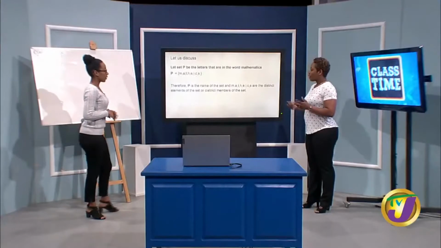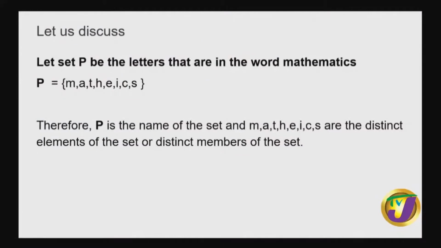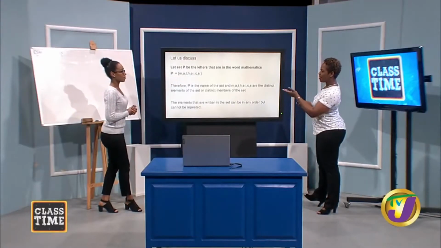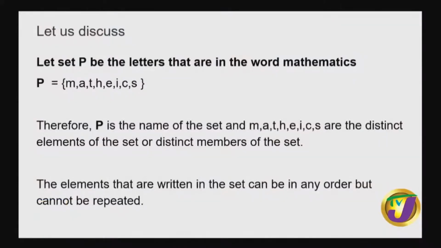All right. And remember, we did say these are the distinct elements of the set, or the distinct members. So we can interchange the terms elements, members, whichever one. The elements that are written in the set can be in any order, but cannot be repeated. But before you move on, can you tell me how many elements are in set P, just looking at it? Okay, I can definitely count it. So it's 1, 2, 3, 4, 5, 6, 7, 8. All right, so it's M, A, T, H, E, I, C, S, which gives you 8. Right. That's good.